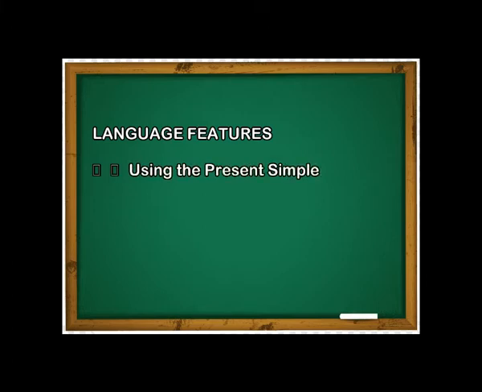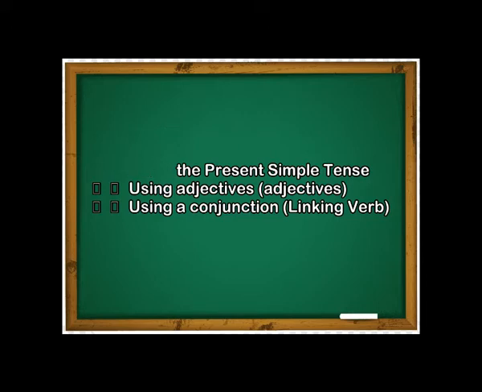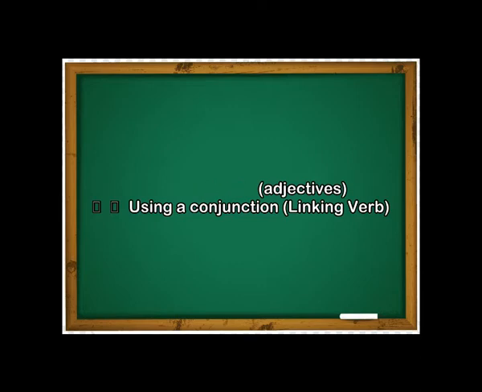Here, descriptive text uses the present simple tense. I'm sure that all of you already know what the present simple tense is, yeah? Good. The second is using adjectives. And the third is using a conjunction or linking verb, yeah? After you understand the material, the description about descriptive text.